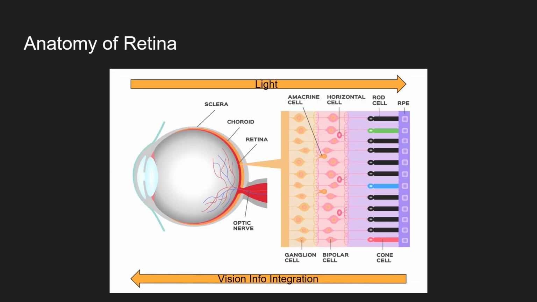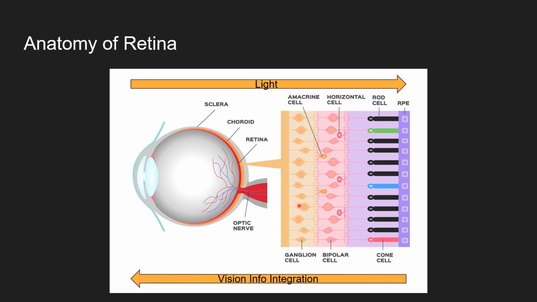So now we're just going to get into more of the specific anatomy for the retina. So again, the retina is located in the back of your eye here. And like we said before, the function of the retina is to take all of that light information from the lens and turn that into an image, and then send it to the optic nerve so it can go to the brain.